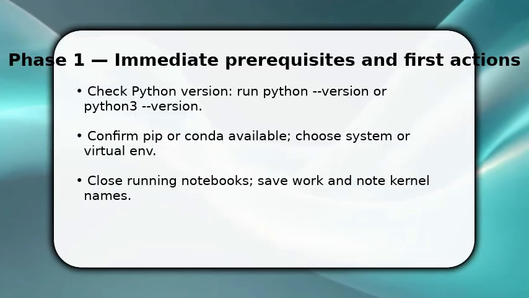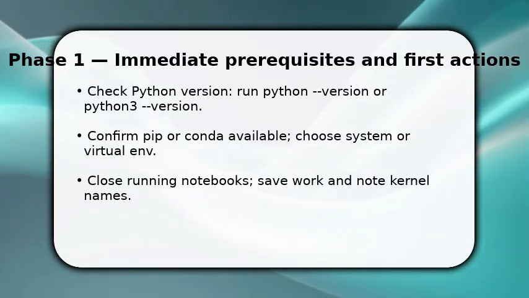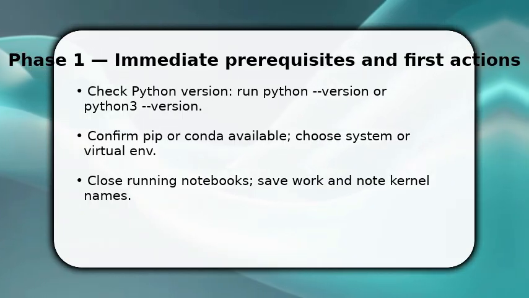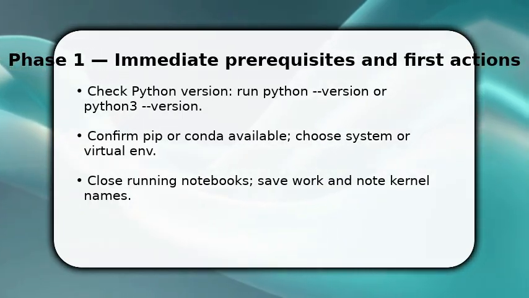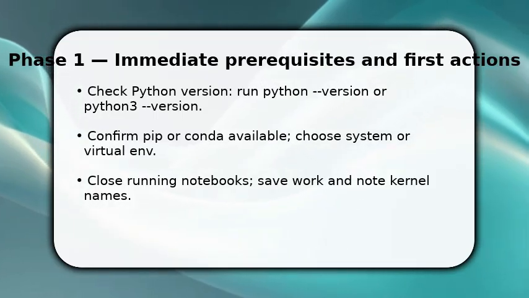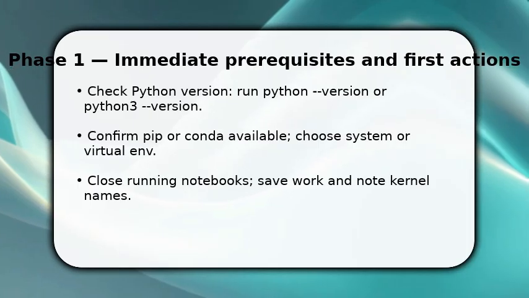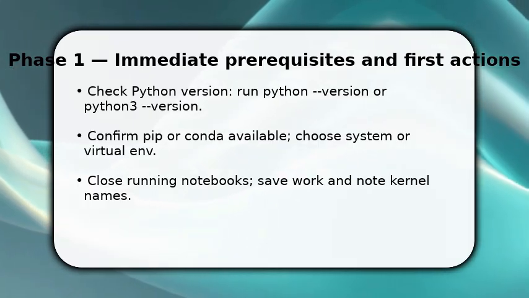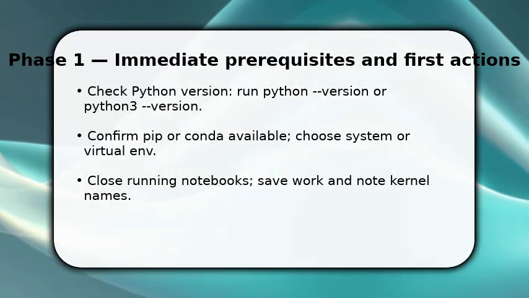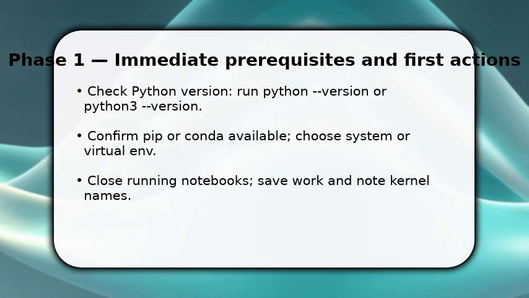You begin by verifying prerequisites. Confirm your Python and package manager. Open a terminal, run python --version and pip --version. This ensures compatibility. If you use Conda, activate the environment where Jupyter lives. Once done, shut down any running notebooks from the dashboard so files aren't locked, and note kernel names to restore later. This minimizes surprises. Make sure permissions and environment activation are correct before continuing to the update commands.